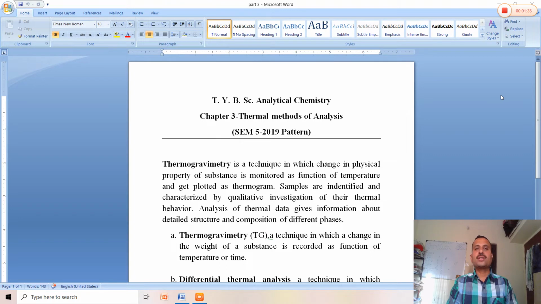So in accordance with the thermal behavior of the sample, analyte or substance, a qualitative approach is done in thermogravimetry, not thermochemistry. Analysis of thermal data gives information about the detailed structure and composition of different phases. Now the composition of different phases is the quantitative approach of thermogravimetry.